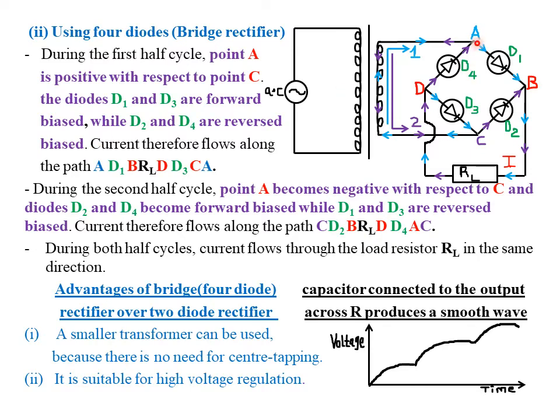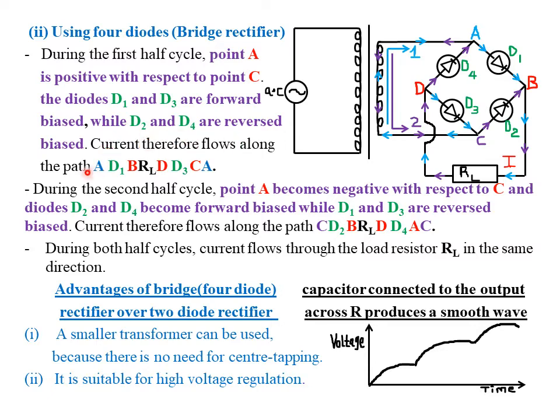For example, from point A, the current cannot move in this direction because you can see that D4 is reverse biased. Similarly, when the current moves from point A to point B, at this particular point, the current cannot follow this direction because D2 is reverse biased. Therefore, during the first half cycle, point A is positive with respect to point C, then diodes D1 and D3 are forward biased, whereas diodes D2 and D4 are reverse biased.